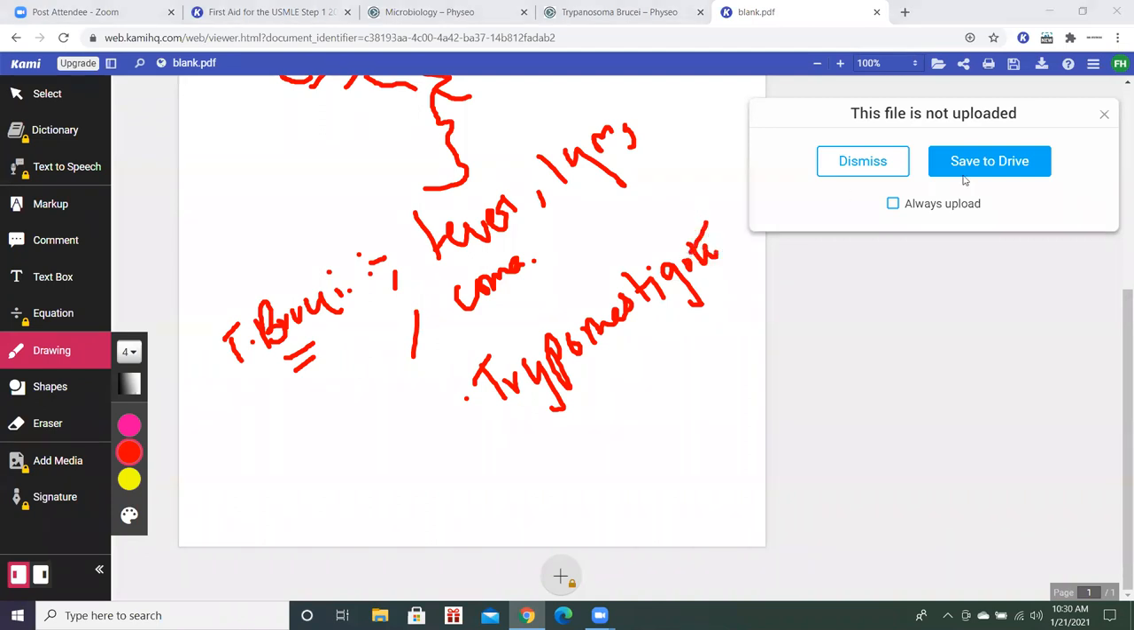Okay, where did we find tachyzoids? Fast answer, please. Where did we find tachyzoids? Tachyzoids. Okay. Where did we find trophozoids?